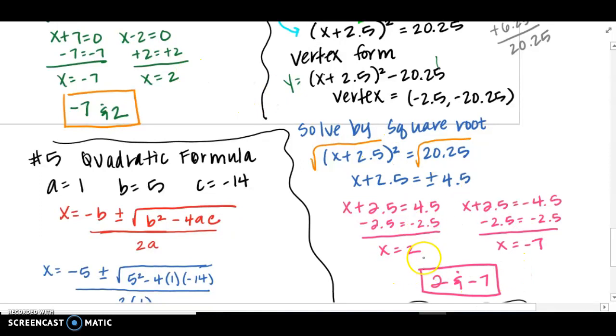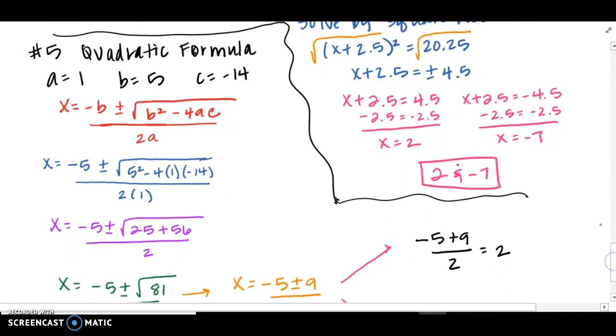I'm still going to expect to see all the work though to ensure that you know how to solve by multiple methods. The last thing is the quadratic formula, your favorite song that we learned in class the other day. X equals negative b plus or minus square root b squared minus 4ac all over 2a. A is 1, b is 5, c is negative 14 from the given equation. X equals negative 5 plus or minus the square root of b squared, which is 5 squared, minus 4 times 1 times negative 14, all over 2a, which is 2 times 1.